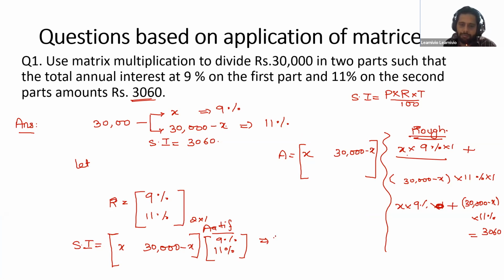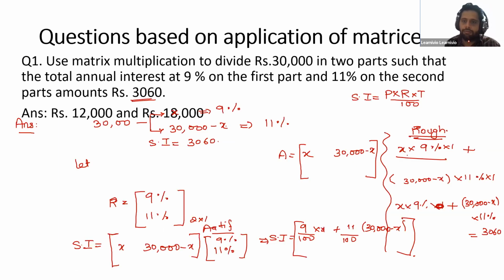This multiply this, simple interest is equal to... how can we multiply two matrices? First row, first column. So x into this 9%, 9% of x. So 9 by 100 into x plus 11 into this one, 11 by 100 into 30,000 minus x. So this is the complete matrix.